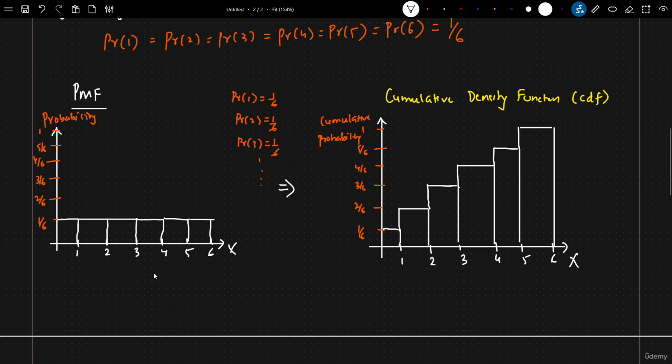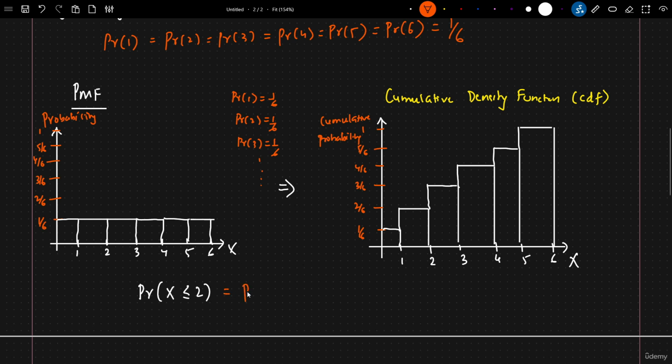Let's say that I'll go ahead and ask one question. What is the probability of this random variable to get less than or equal to 2? If I'm rolling a dice, what is the probability of this experiment to come with the value less than or equal to 2? It is very simple to calculate.